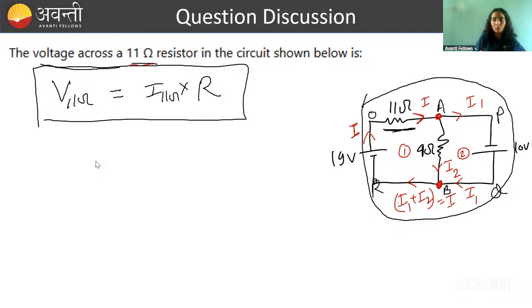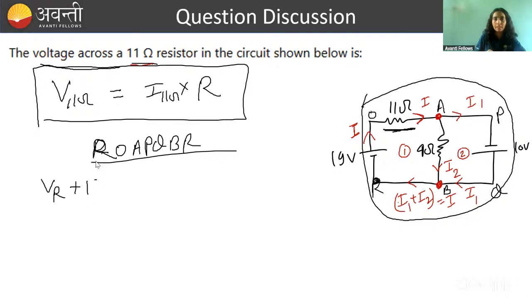So let's start moving from R. The loop I have taken is R O A P Q B R. This is the closed loop we are taking. Now write KVL. Start from R. First we are getting the battery. We are traveling from the negative terminal to the positive terminal.